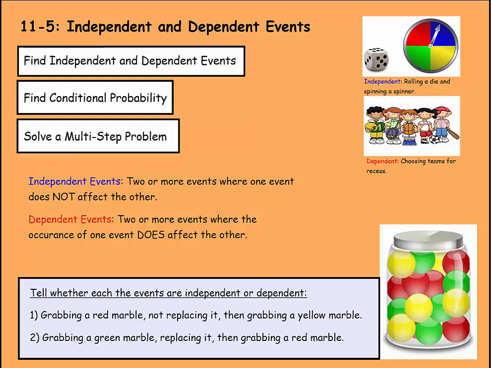We're on lesson 5 of chapter 11, which is independent and dependent events. So first we're going to find independent and dependent events. Then we're going to find conditional probability. Then we're going to solve a multi-step problem.